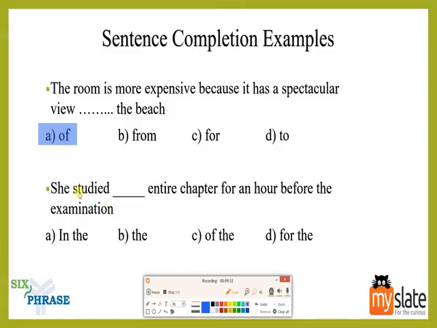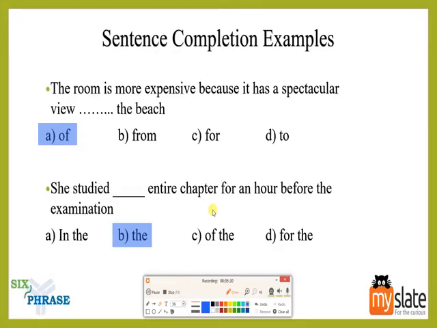Let's try using our usual way. She studied in the entire chapter. In the entire chapter does not work. When you use in, it means you are actually inside, so that is not the case here. She studied of the entire chapter. How do you study of the entire chapter? You study the entire chapter, right? So basically, you study the entire chapter. You do not study of the entire chapter. What is the difference? When someone says you studied of the entire chapter, it does not mean anything, right?